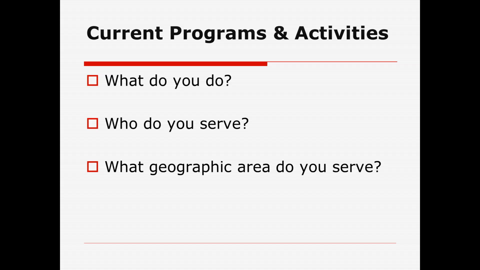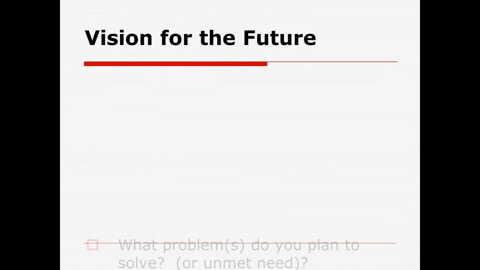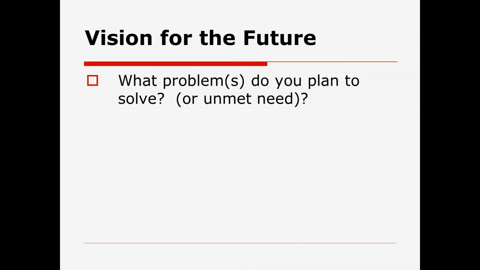So the next section is going to talk about your vision. What problem or problems do you plan to solve? What are the unmet needs in your geographic area that you're going to reach out to solve? So you may be an organization that works with homeless families, and you have found a need of homeless youth who don't have families. And that's a major problem. I know I'm in Phoenix, Arizona. On any given day, we have 5,000 teenagers living on the street.